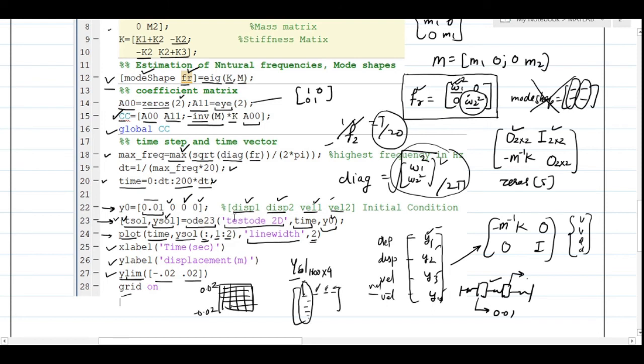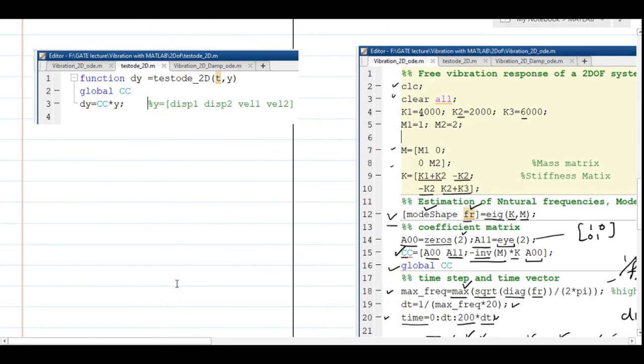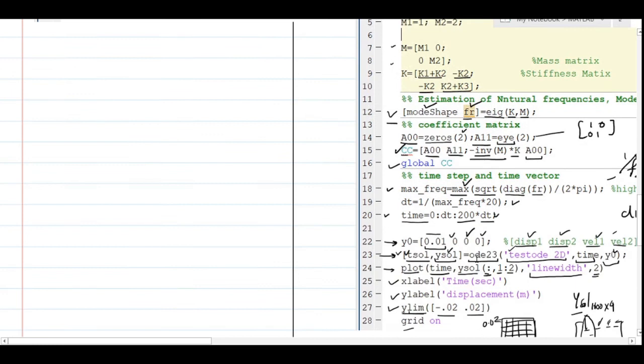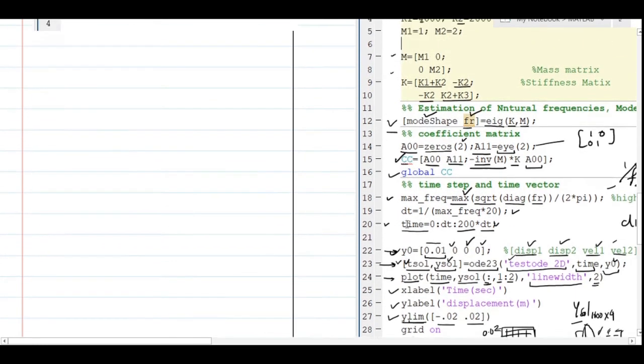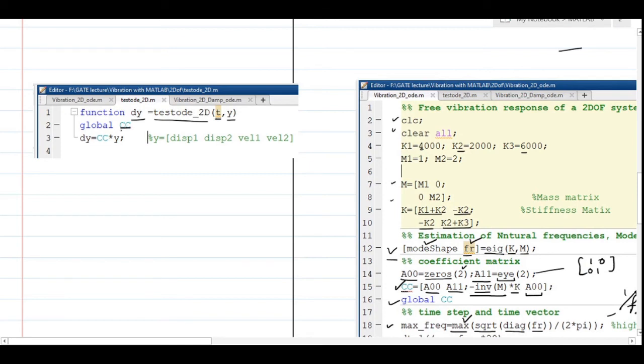Now let's see this test ODE 2D, because this is the function which we are going to call for solving with ODE23, and this is your function. The function is very simple. I am taking the output dy of test ODE 2D. Input is the time and y, which has the 4 values we have created in this line, which is y naught. And then simply what I am doing is calling my coefficient matrix C and multiplying it with y. So once you create the coefficient matrix, the code you have to write for the function becomes very simple. Here just 3 lines are there and you will get the response.